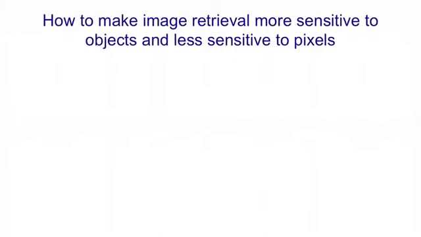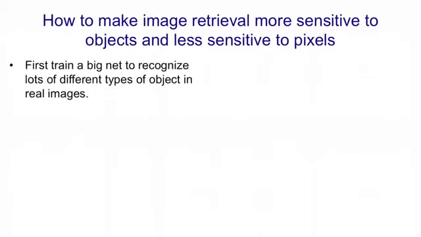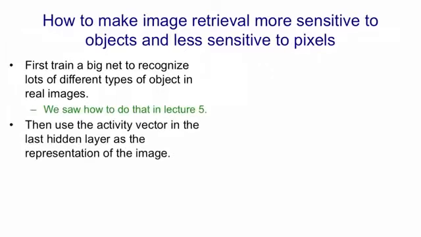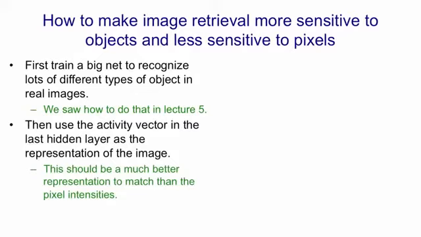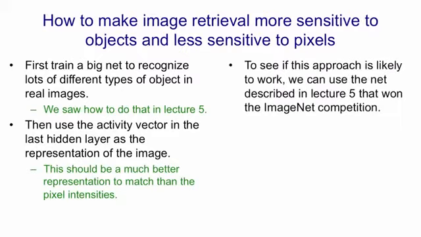So obviously we'd like the image retrieval to be more sensitive to the content of the image, that is to the kinds of objects and their relationships in the image, and less sensitive to the pixel intensities. We can do that by first training a big net to recognize lots of different kinds of object in real images. And we saw how to do that in Lecture 5. Then we take the activity vector in the last hidden layer of the big net and use that as a representation of the image. This should be much better than the pixel intensities at capturing information about the kinds of objects in the image. So to see if this approach is likely to work, we use the net described in Lecture 5 that won the ImageNet competition.